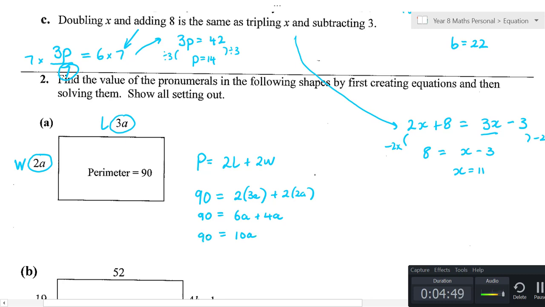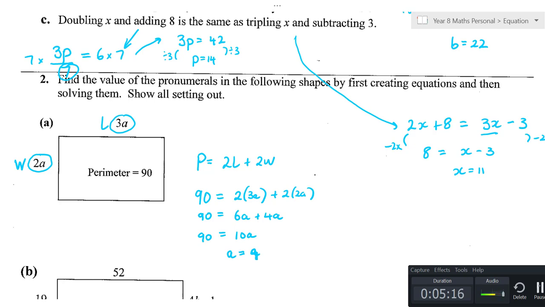And of course, you could solve that out. We know that if 10 apples cost 90 cents, therefore an apple would cost 9 cents. So dividing both by 10 gives us A is equal to 9. Now, because we haven't been told any units, we just leave it as 9 units. But just remember, if you've got units as centimetres and so on, then please use those units.